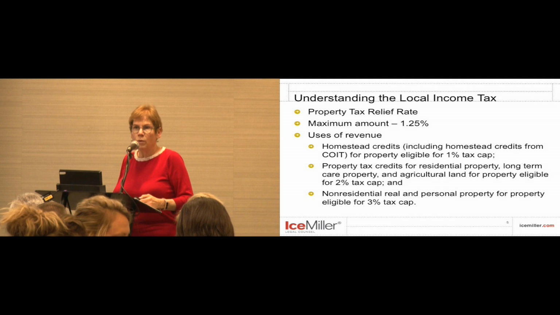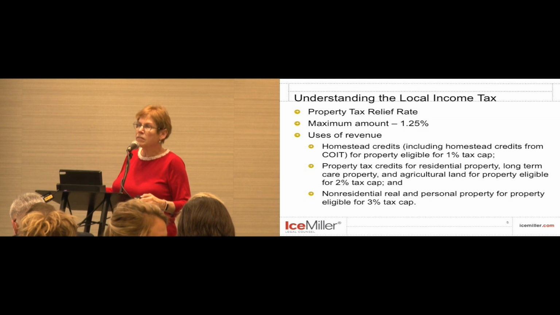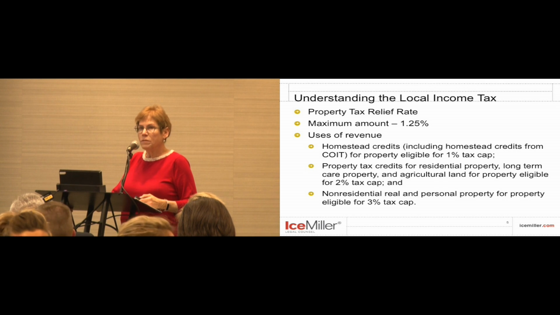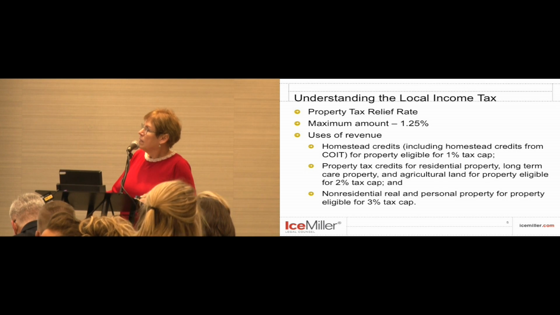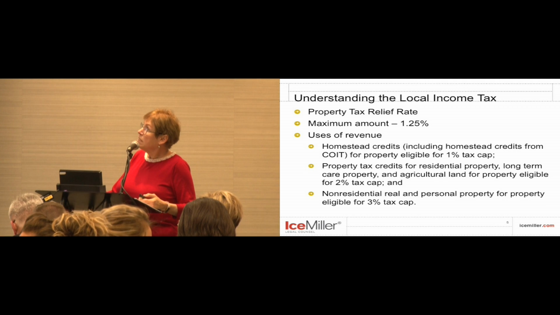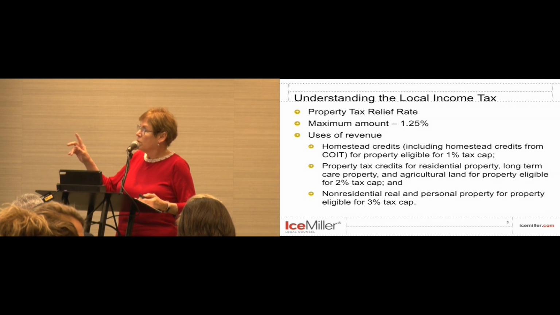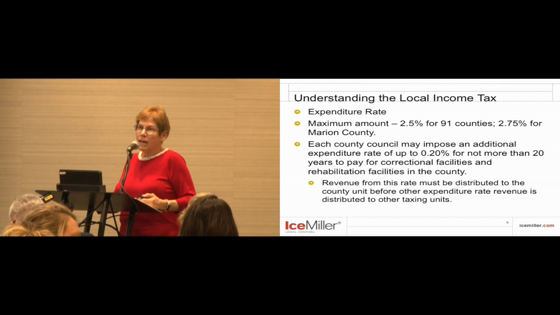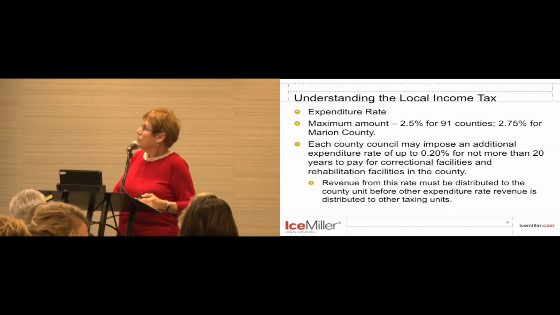The expenditure rate, which is the one I think that we'll probably spend the most time on, and I think that's what Herschel and Tim will spend the most time chatting about, is the spendable money. The maximum rate for the expenditure rate for 91 counties is 2.5%. For Marion County, it's 2.75%.